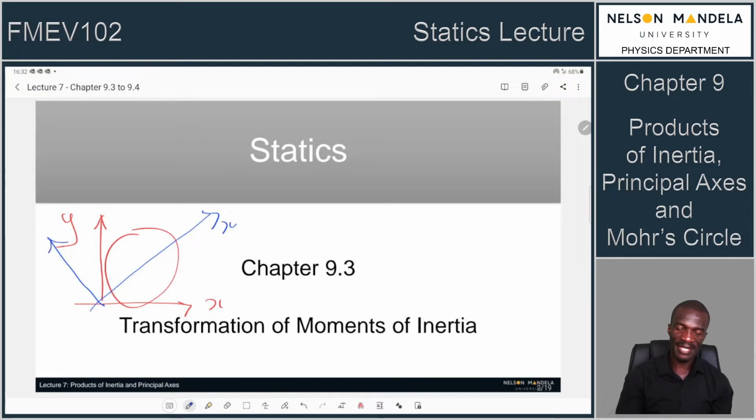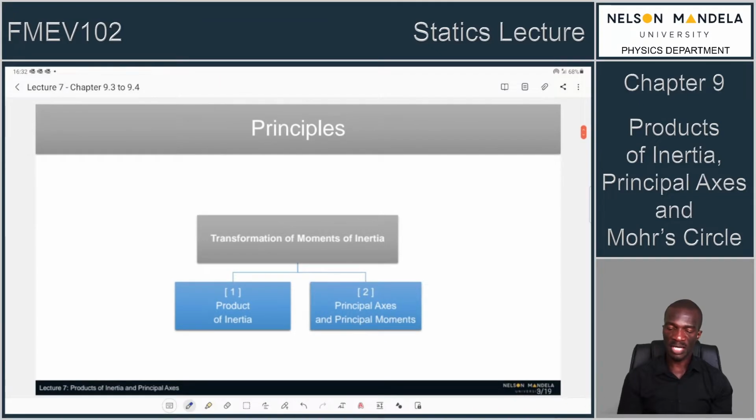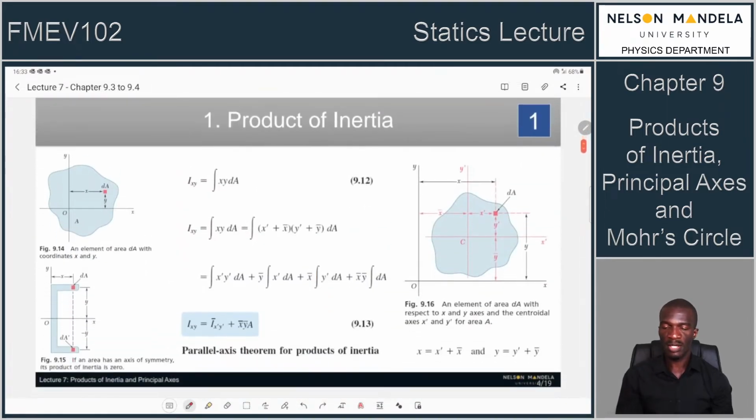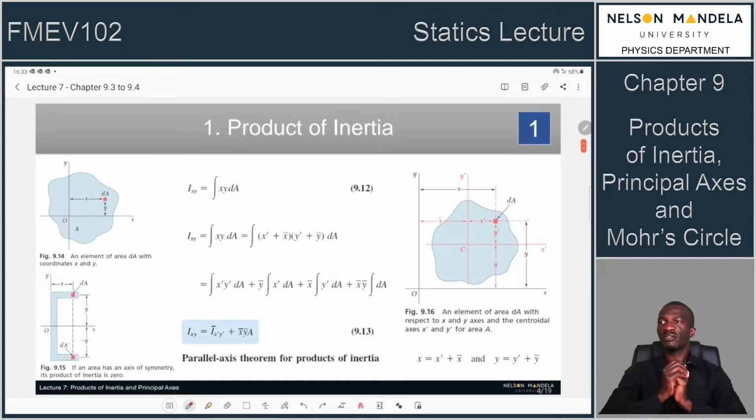So this is now the x prime, y prime axis. That process of converting our moments of inertia to another set of axes is the transformation that we're trying to do. So in this case, our moments of inertia will first of all be defined in terms of something called a product of inertia. So that parameter is going to define, and it will add to the moments in order for us to find the principal axes and principal moments. So the first discussion is on product of inertia, and then on principal axes and principal moments. Let's investigate the product of inertia.